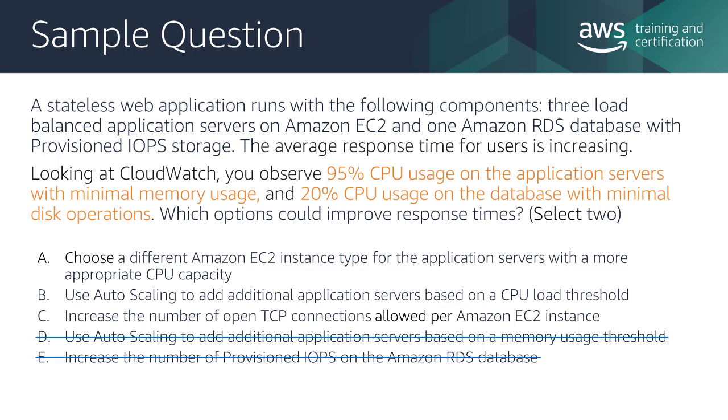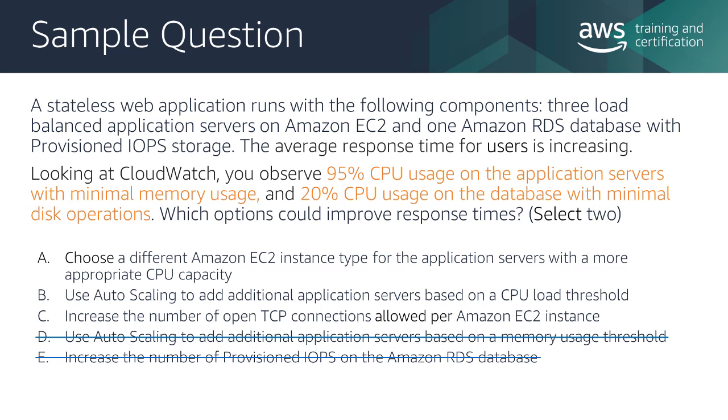Option E, increasing the number of provisioned IOPS on the Amazon RDS database. Well, minimal disk operations is also mentioned. So this is not going to improve our processes. We're looking for two correct answers. So now we're just looking for one more element to eliminate.